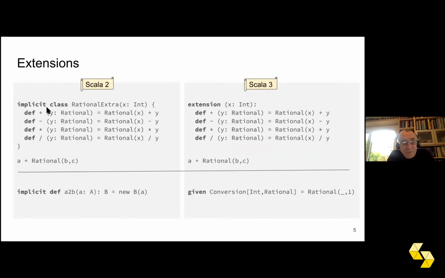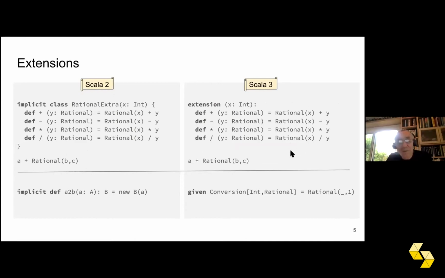Also, implicits are written differently now. I'll get to implicits later, but basically, if you want to add an extension, like pimp my library, you do it like this: an extension for an integer, and you define an operation like this that will add our x to the rational y. So you do that conversion and so on.